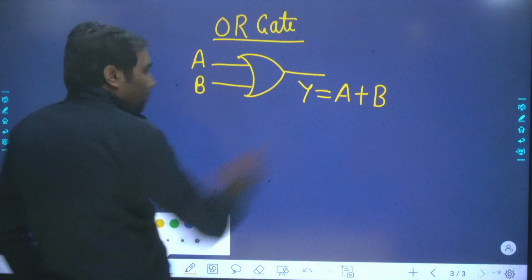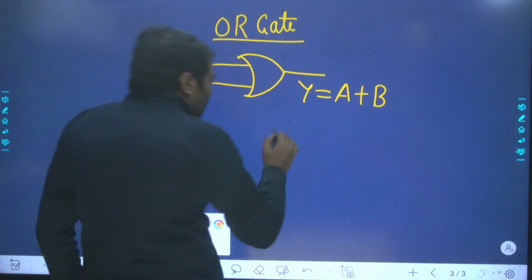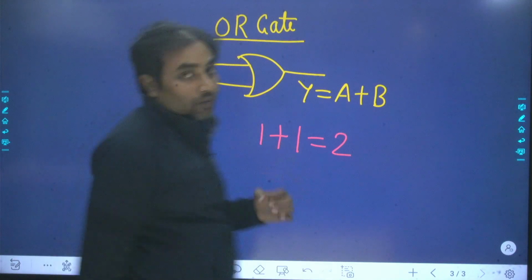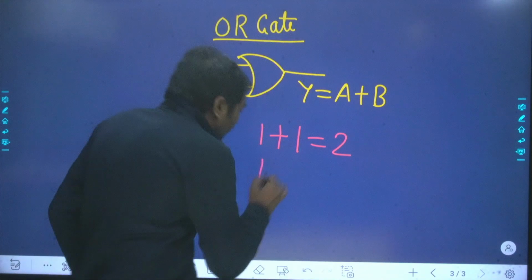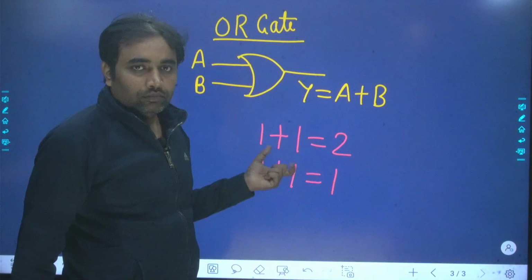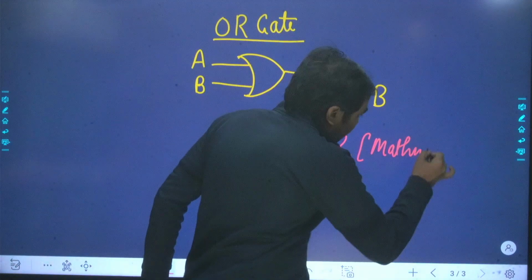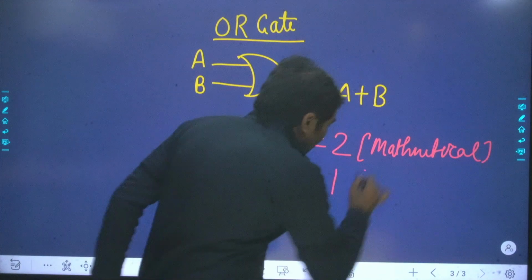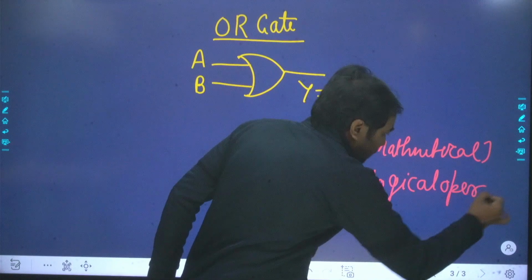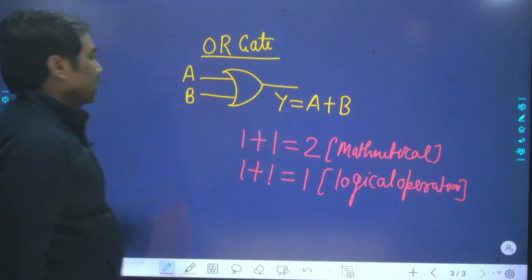This one is not a plus operation. This one is not a mathematical operation. This one is a logical operation. In mathematical operation, when you add 1 and 1, we get 2. But when we are talking about logical operation, 1 OR 1 gives 1. That is the difference here. This one is the mathematical operation, and this one is the logical operation.